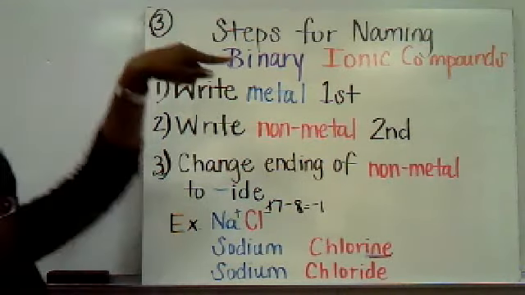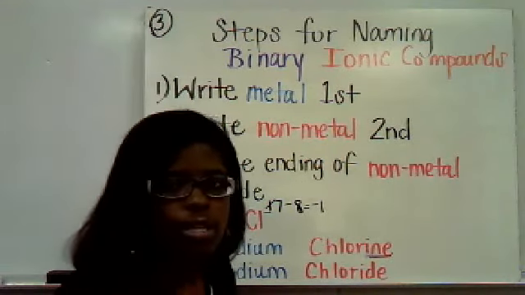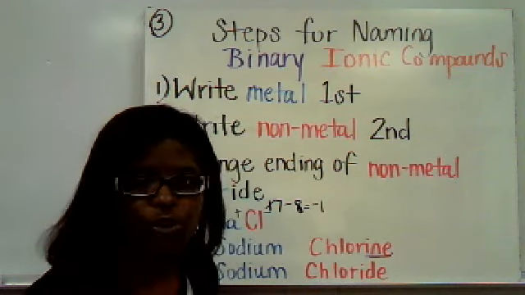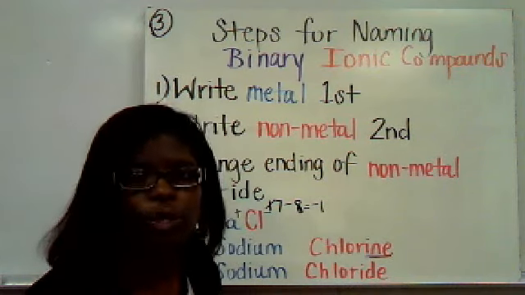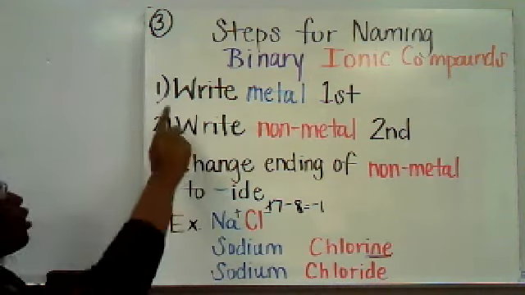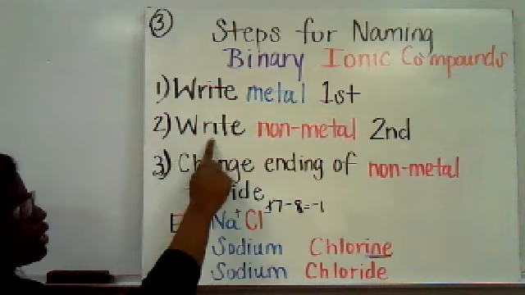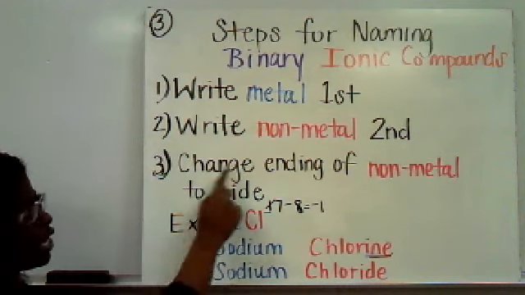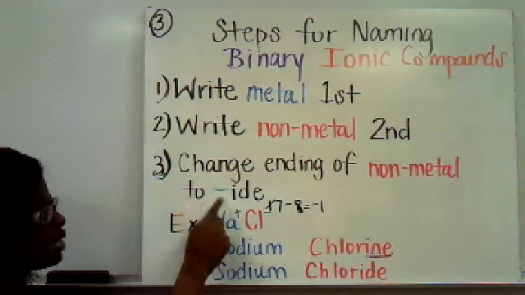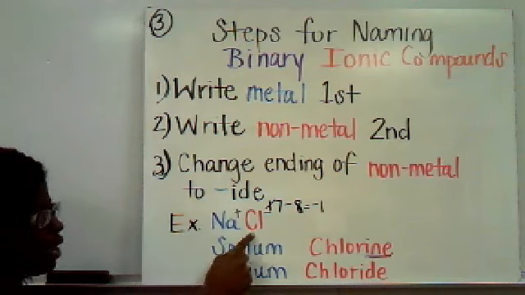So steps for writing binary ionic compounds. So pretty simple steps. You've used some of these same steps when you're writing the chemical formulas. Step 1, write the metal first. Step 2, write the nonmetal second. Step 3, change the ending of the nonmetal to "ide." So in your example here, you have NaCl.